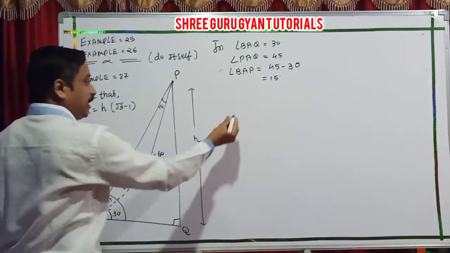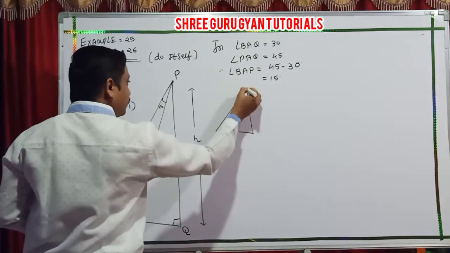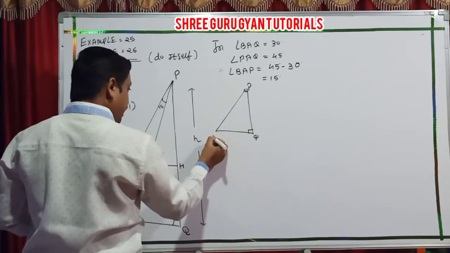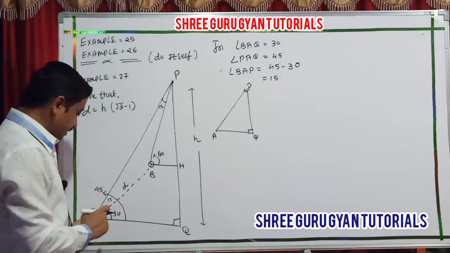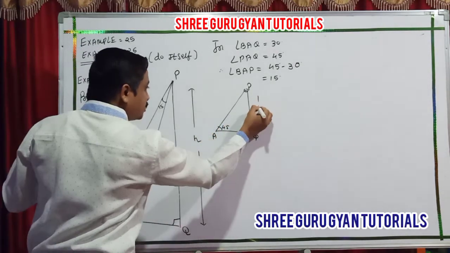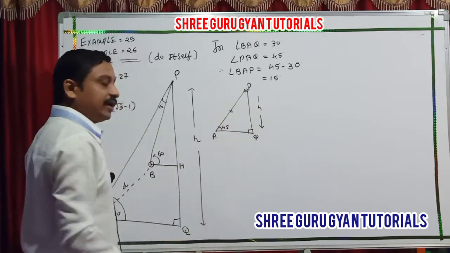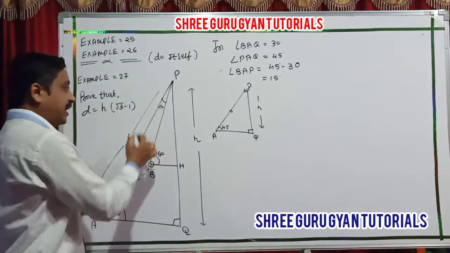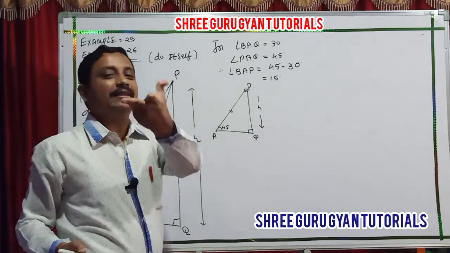Now you just focus on this triangle P, Q and A. I know that this angle is 45 here, and this height is also known. So can I calculate AP? Because if I know this AP length, then I can easily calculate using the sine rule or cosine rule.